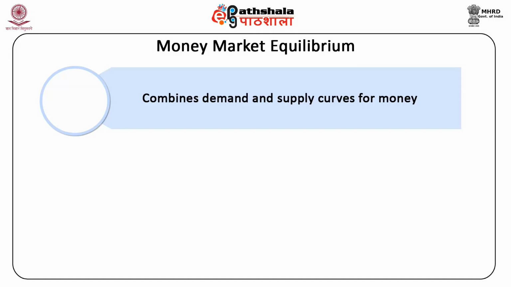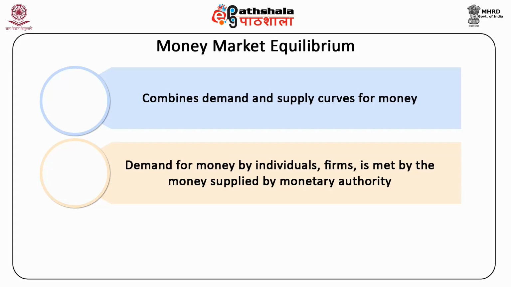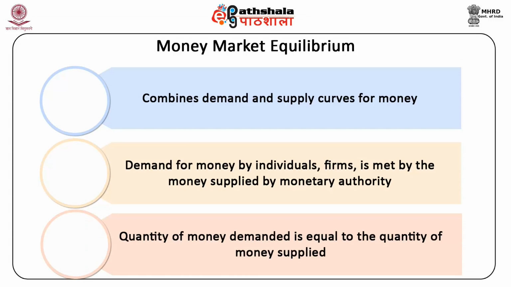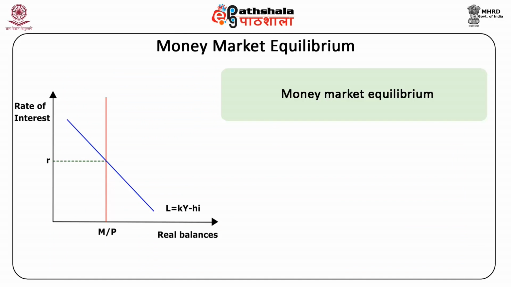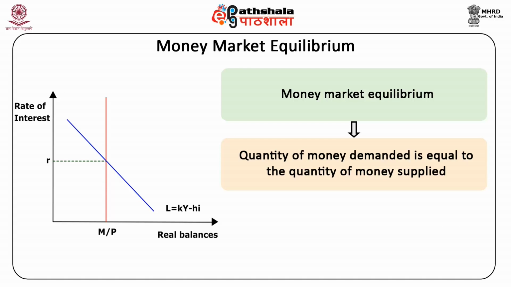In the money market, the demand for money by individuals, firms, and other institutions is met by the quantity of money supplied by the monetary authority. The market for money is in equilibrium if the quantity of money demanded is equal to the quantity of money supplied. Let us now look at money market equilibrium graphically. In the figure, money market equilibrium occurs at the interest rate at which the quantity of money demanded is equal to the quantity of money supplied.